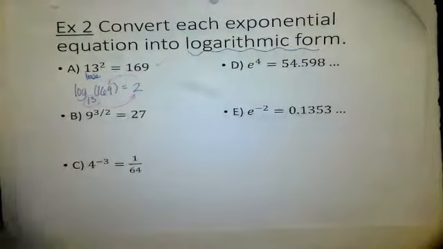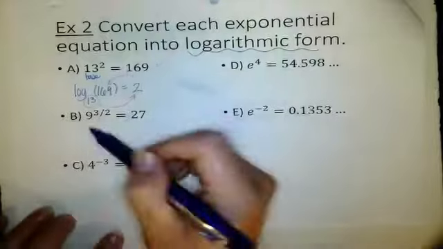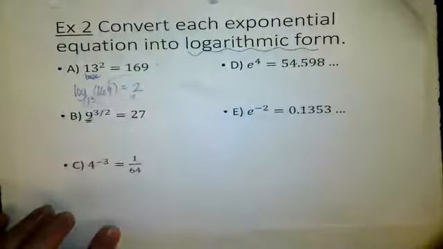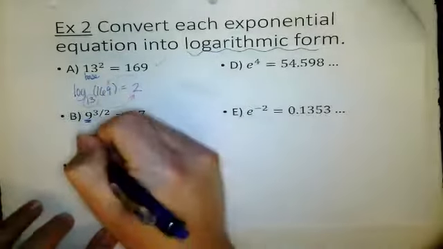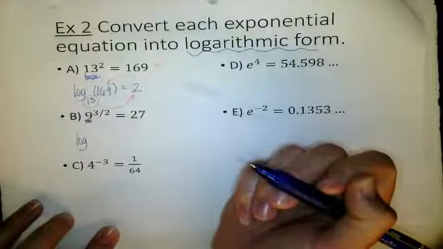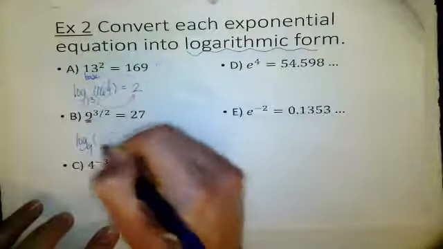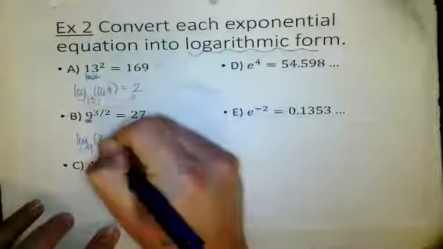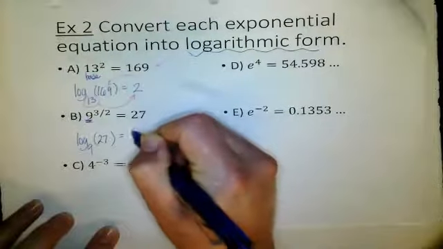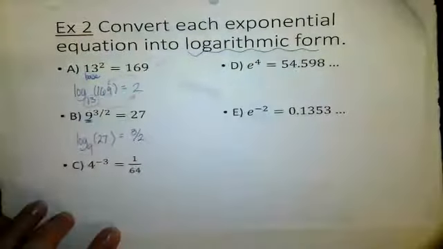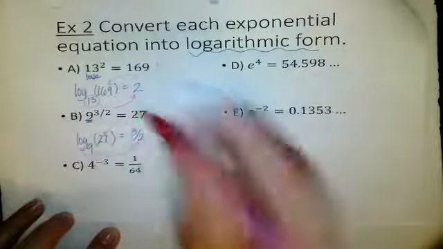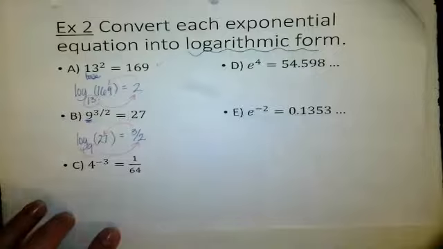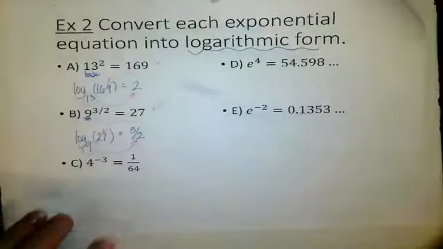So you can always check with the swirly, which is a really good way to do it. Here we have a base of 9. This is 9 to the 3 halves equals 27. And so I can write log base what? 9 of, what's the argument? 27 equals 3 halves. And again, you can check using the swirly. 9 to the 3 halves power equals the argument 27. So I know that I get back to what I started with.